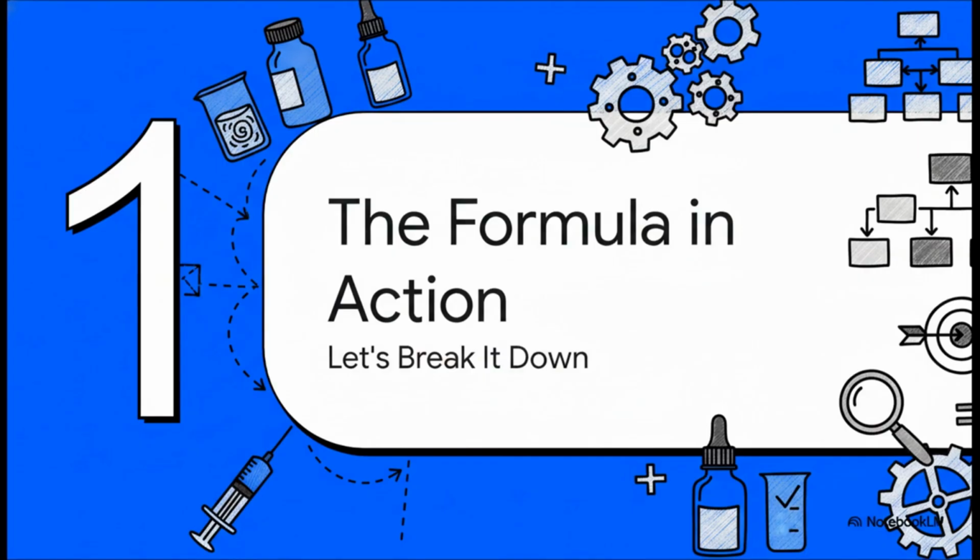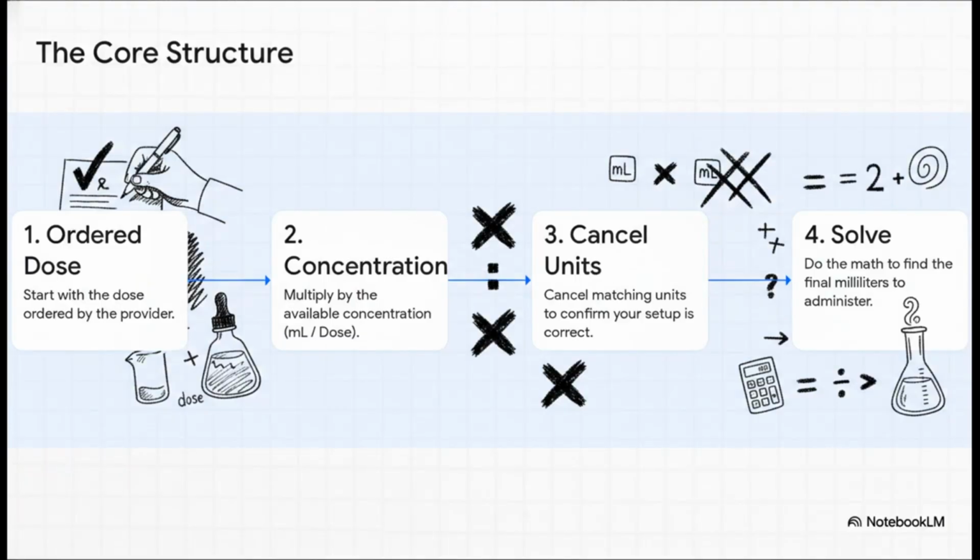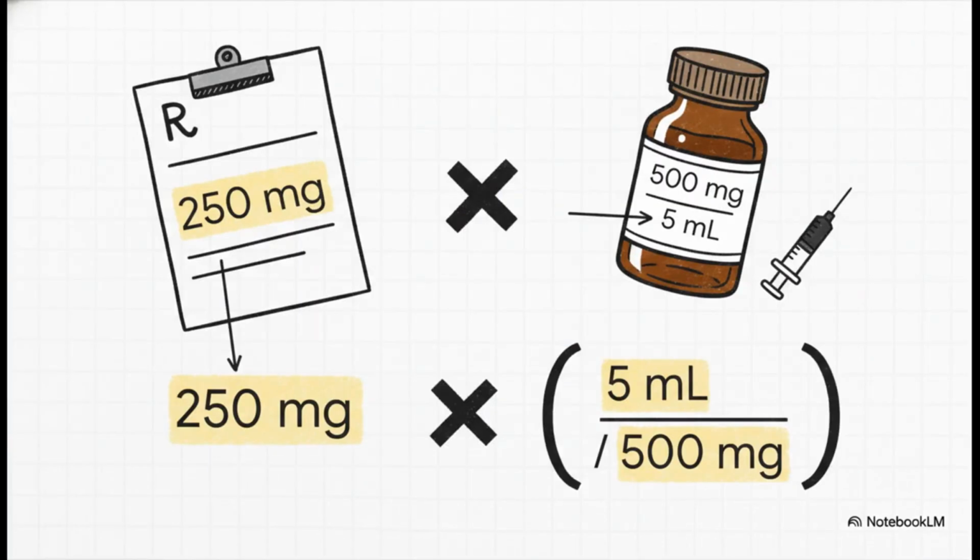I'm going to walk you through the very first problem step by step so you can see exactly how it works. Here it is, our roadmap, just 4 simple steps. First, you start with the dose the provider ordered. Easy enough. Second, you multiply it by the concentration. You know, what you actually have on hand. Third, and this is the magic part, you cancel out the matching units. And finally, you just do the math. That's really it.